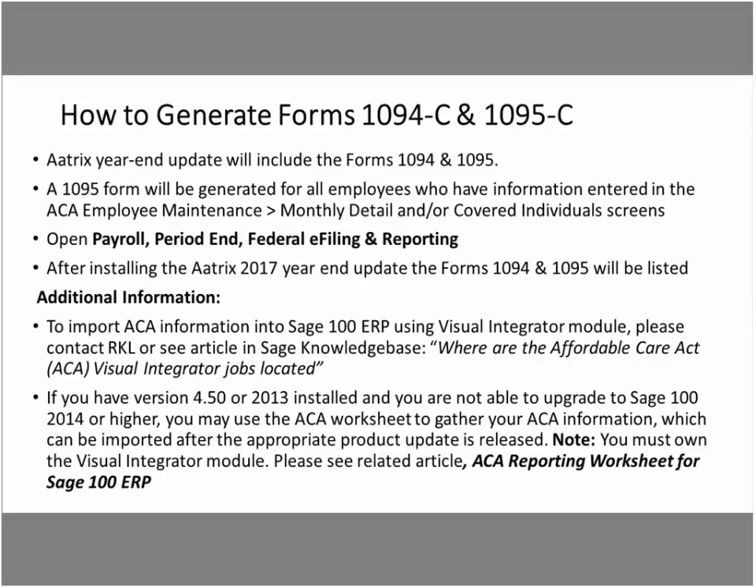If you have version 4.50 or 2013 installed and you're not able to upgrade to 2014 or higher, you can use the ACA worksheet to collect that information, and then you can import it afterwards once the product update is released. You have to own the Visual Integrator module for you to be able to use it, but I think most of you on our list have it. If not, just give us a holler. If you would like to, you can actually go onto Sage's portal and look at the ACA reporting worksheet for Sage 100 ERP. That is in the knowledge base as well.